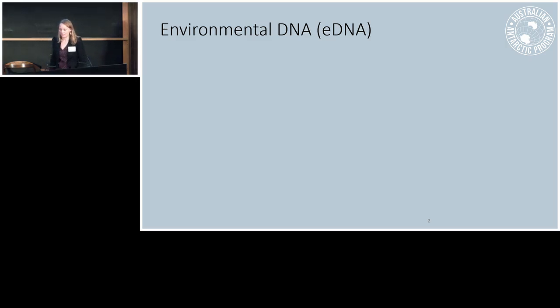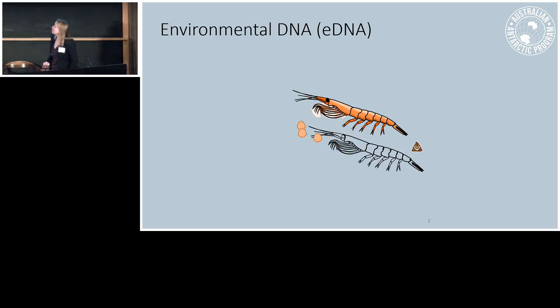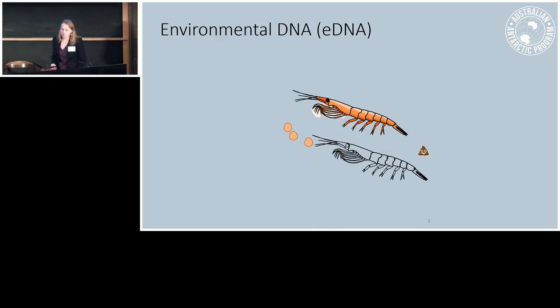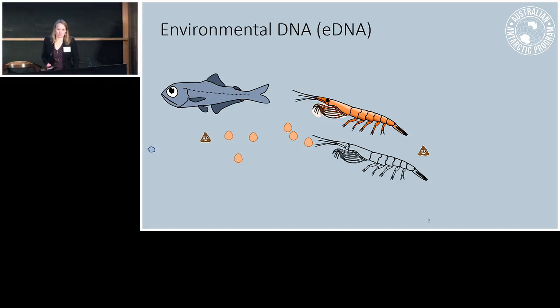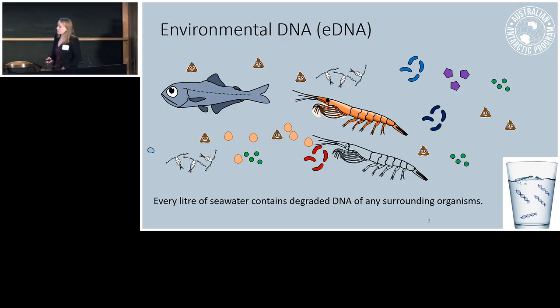What is environmental DNA? Well, environmental DNA is the DNA that's released by any organism at any time into any environment. In the case of Antarctic krill, that might be molts or feces or eggs or any dead decaying tissue that's released into the environment and then spreads in that environment. Now, any other organism in the marine environment is doing the same thing, so that we end up with a soup of DNA of all the surrounding organisms in the water, in every litre of seawater.